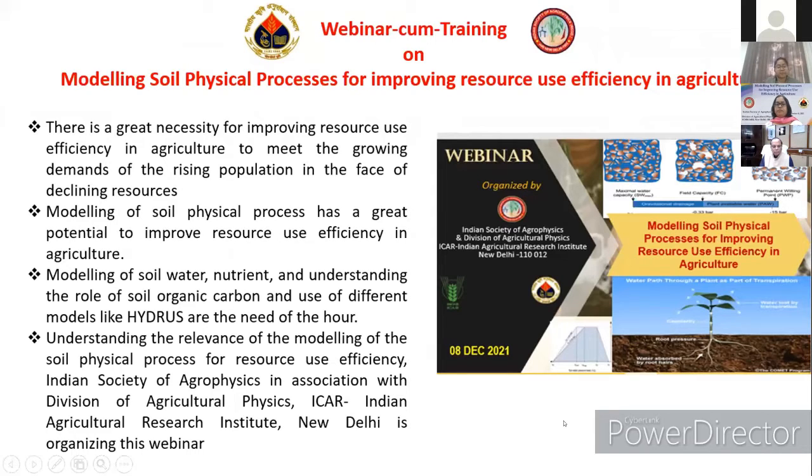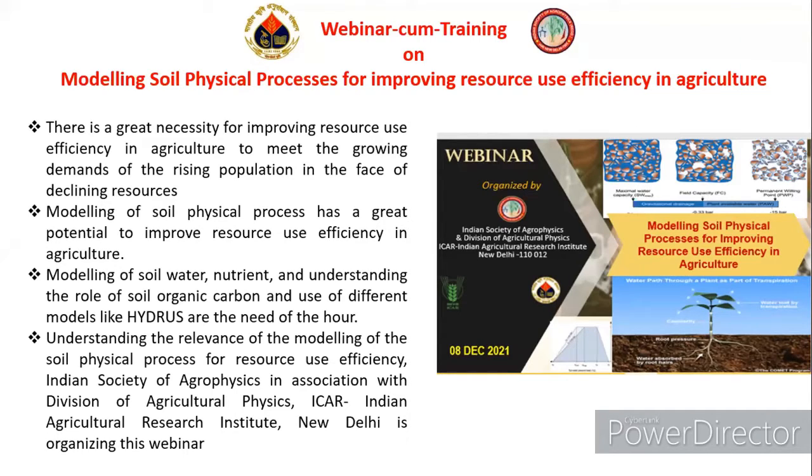Basically, as we know, the water, nutrient, and energy are the key inputs in agriculture. And there is a necessity for using these resources efficiently to meet the growing demands of the rising population. And modeling soil physical processes has a great potential to improve resource use efficiency in agriculture. Modeling soil, water, nutrient, and understanding the role of soil organic carbon and use of different models like HYDRUS is the need of the hour.